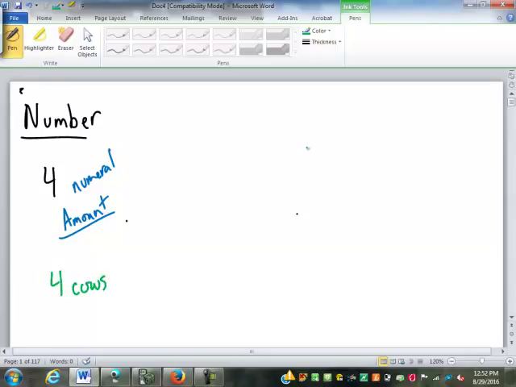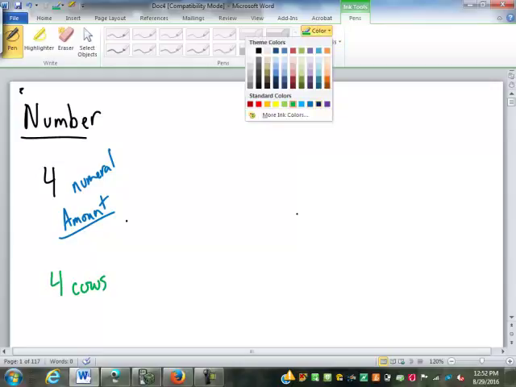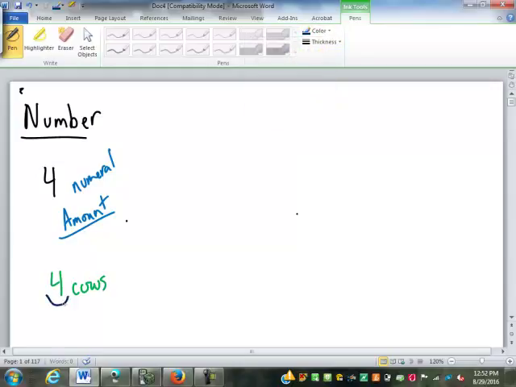So we may have 4 cows. So now we have that amount, the 4, which I'm going to refer to as the count. That tells us how many. But we also have to know of what. In this case, that's cows, which I'm going to call the name. Every number has 2 parts, a count and a name.